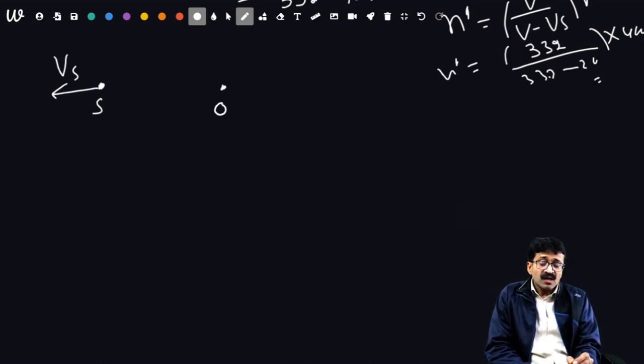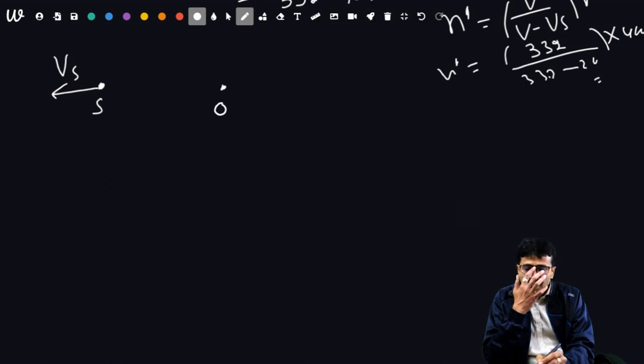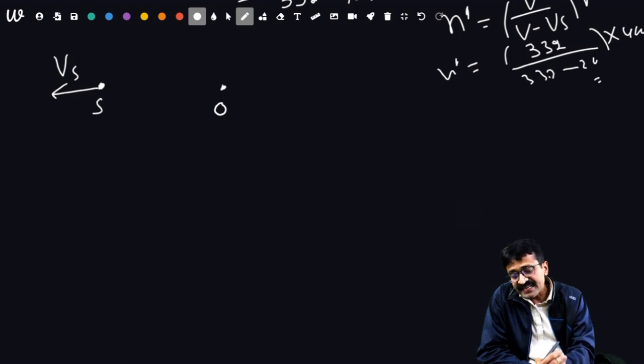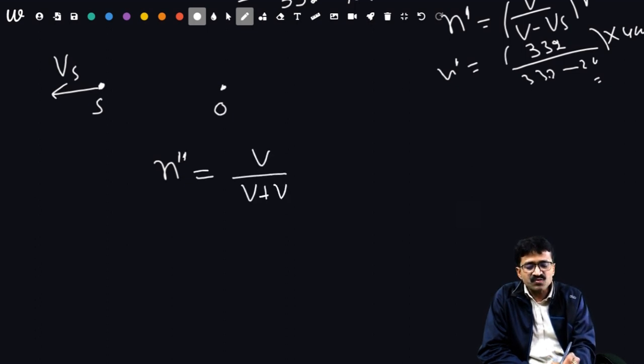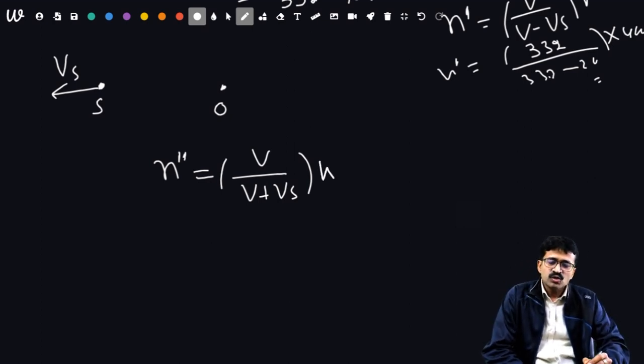When the sound source is moving away, fewer waves are caught by the observer. In the earlier case, more waves were caught. In this case, the apparent frequency N double dash will be V upon V plus Vs into N. Here Vs is again the speed of source.